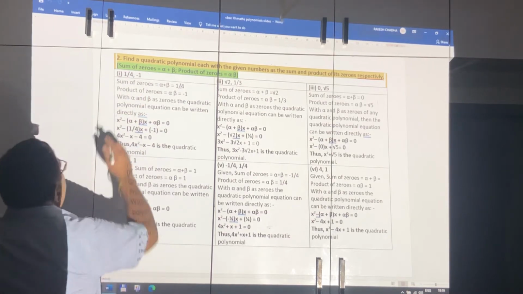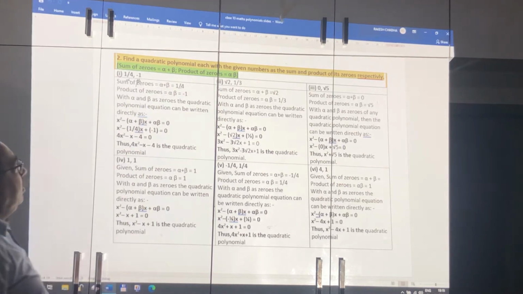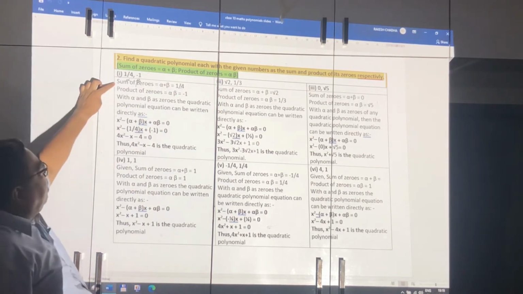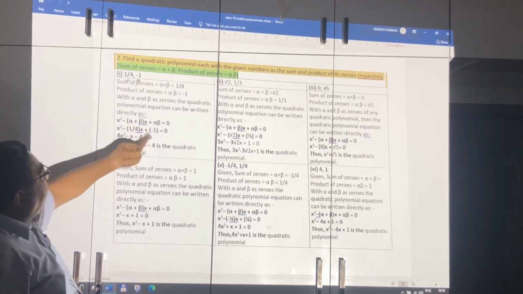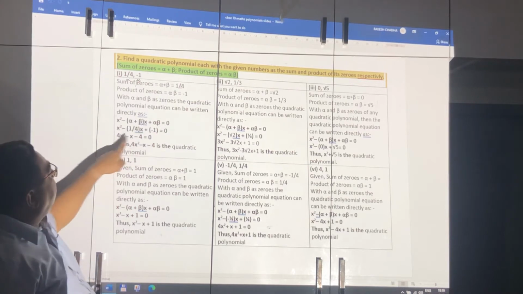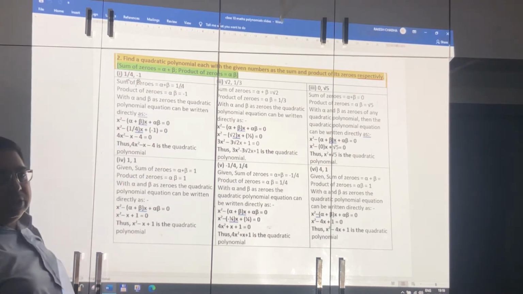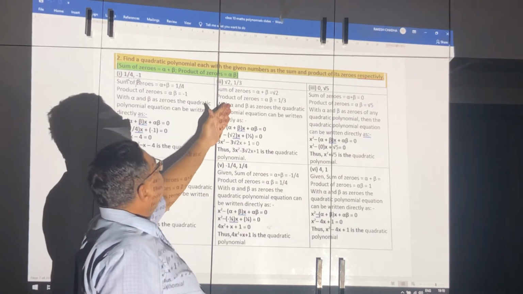Take first one as alpha, take second one as beta. Don't have to write "let." There's no problem. Okay? So, sum of the roots, step number 1. Product of the roots, number 2. Substitute here, sum 1/4, product minus 1, and you have the equation. So, nothing great. Okay? Let's look at the second equation.